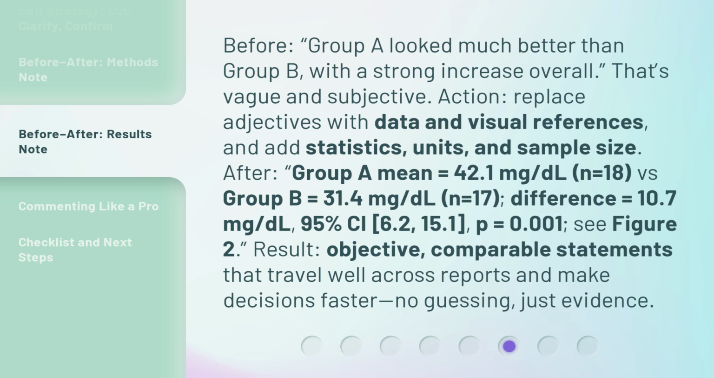After, Group A mean equals 42.1 milligrams per deciliter, N equals 18, versus Group B equals 31.4 milligrams per deciliter, N equals 17. Difference equals 10.7 milligrams per deciliter, 95% CI, 6.2, 15.1. P equals 0.001. See Figure 2. Result. Objective, comparable statements that travel well across reports and make decisions faster. No guessing, just evidence.